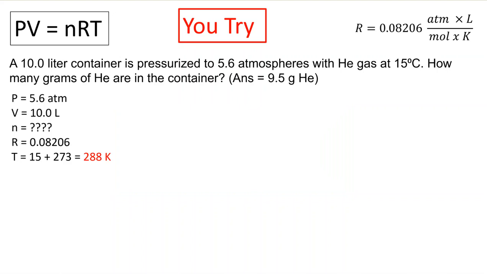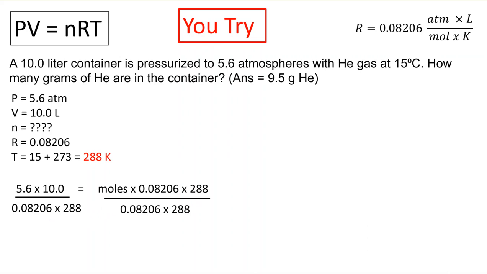Okay, so you're going to write down what you know. You know your pressure, you know your volume, you're solving for n, there's your value for R, and you kelvinated your temperature. You plug it into PV equals nRT. We need to isolate moles, so you divide both sides through by 0.08206 times 288. Then you cancel out tops and bottoms where you can. And you have 2.37 moles of helium.